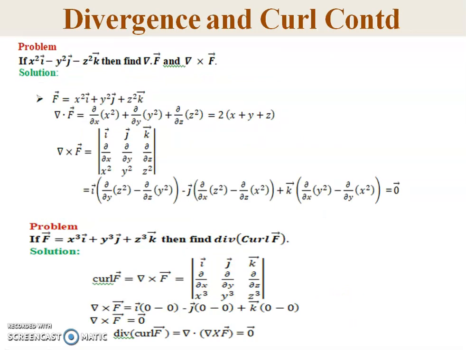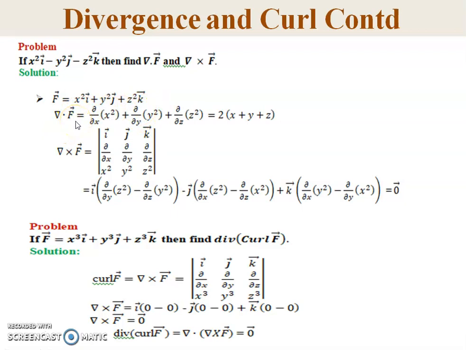Problem. If f vector is x square i vector minus y square j vector minus z square k vector, then find del dot f vector and del cross f vector. So in one problem, we are going to find del dot f vector and del cross f vector. What is f vector here? x square i vector. Actually, this is plus y square j vector. Minus is changed here. Plus y square. This is plus z square k vector.